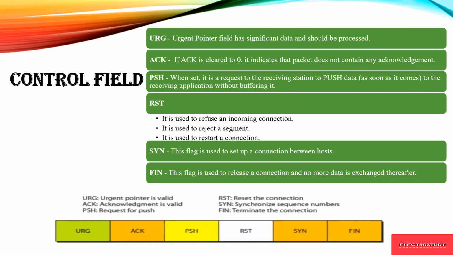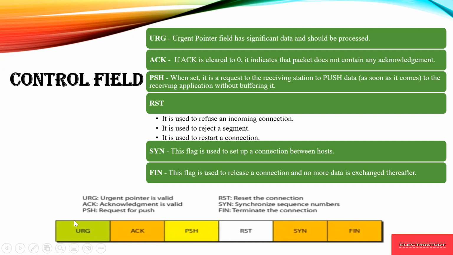Now you will be seeing how the urgent pointer is valid or not. So your TCP contains a control field. This is the control field URG, that is urgent pointer. ACK is nothing but acknowledgement. PSH, push, it is requesting for push. RST is nothing but reset of the connection. SYN, synchronization. FIN, termination of the connection.